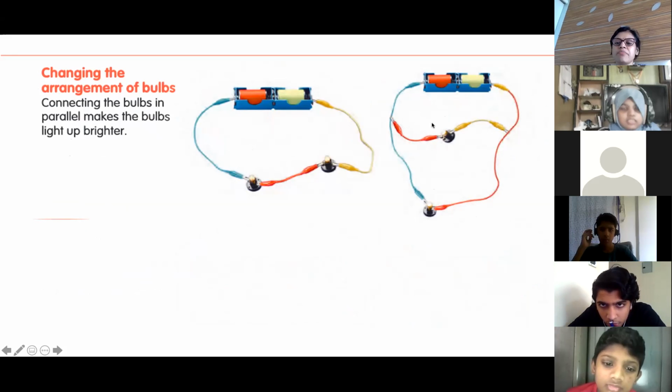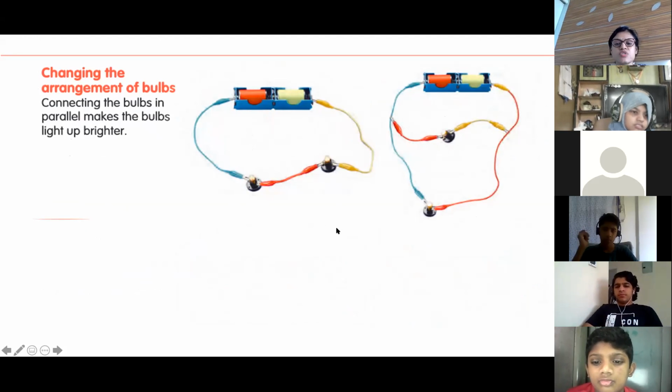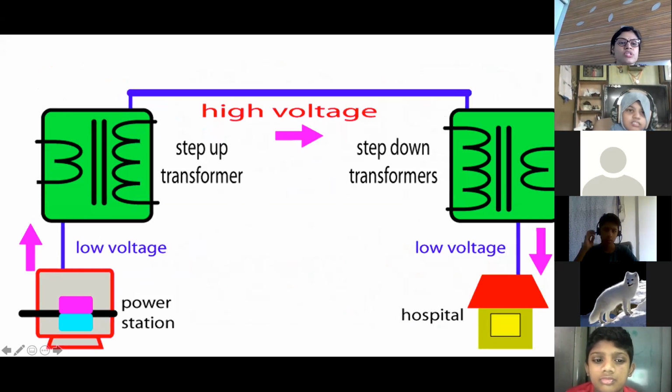You see here direct battery connection is there, so you're getting that much voltage in the bulb, whereas here you have 2 bulbs and 2 batteries, so the voltage is getting divided over here. Voltage is getting divided in 2 bulbs, so that is why it does not glow that bright.